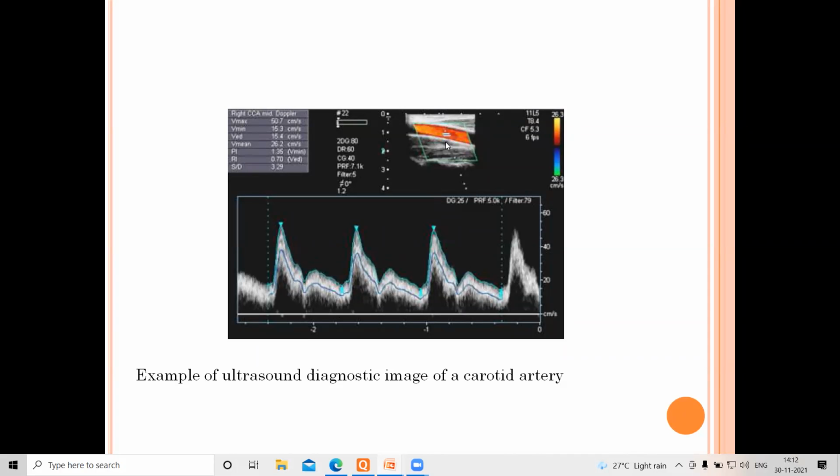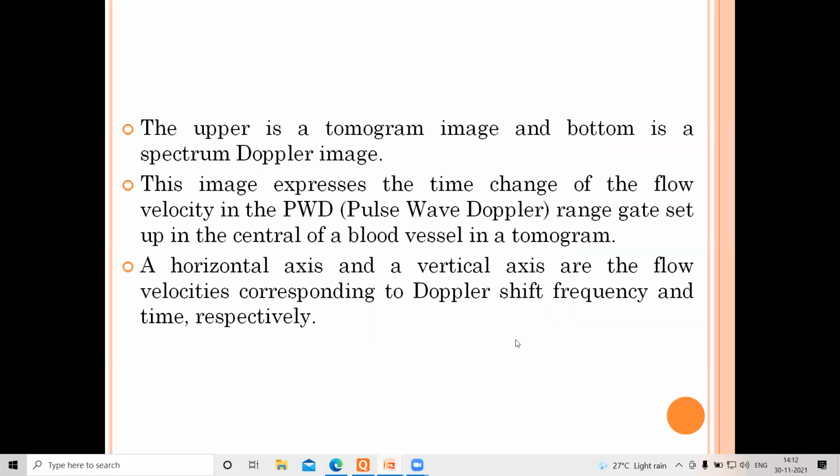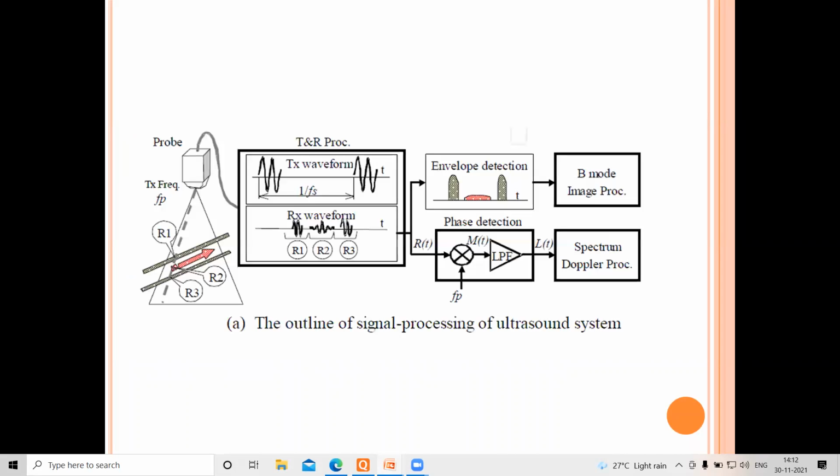This is a transducer, right? This is your one. Then this particular line is showing the direction in which your blood is flowing, whether in the forward direction or reverse direction. But I haven't shown you an audio signal. This normally is also accompanied by an audio signal, right? The upper is a tomography image. The bottom is your spectrum image. You're using Doppler. This is what it is.